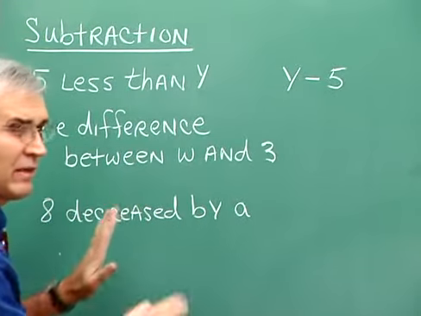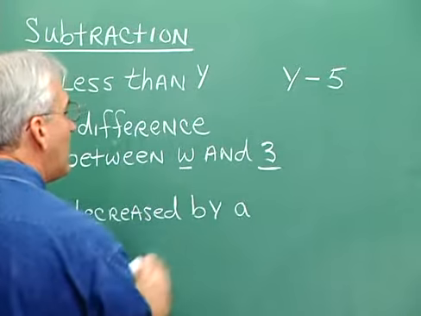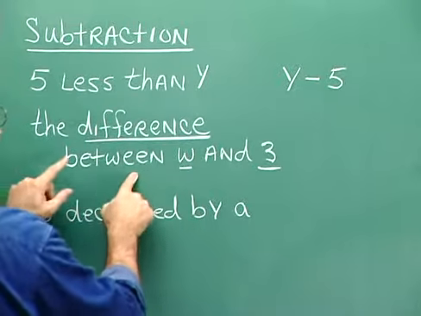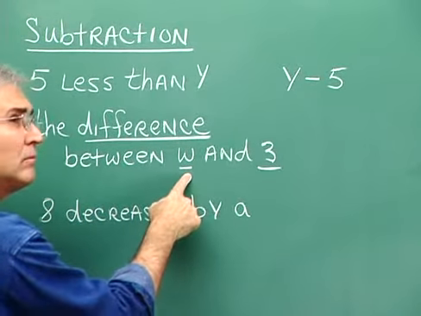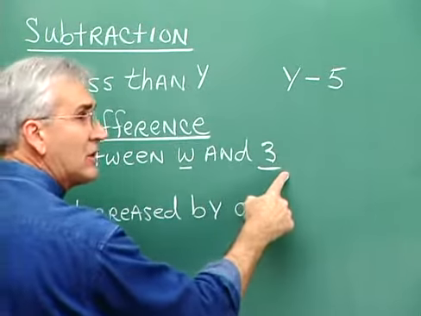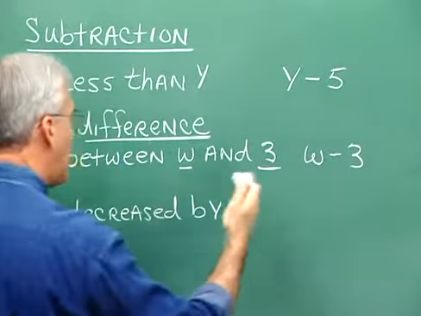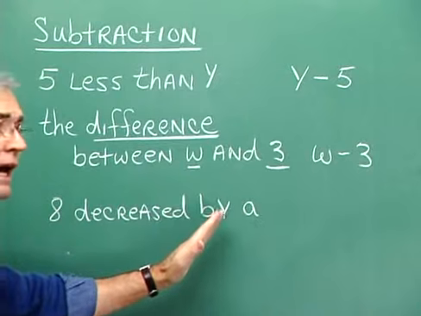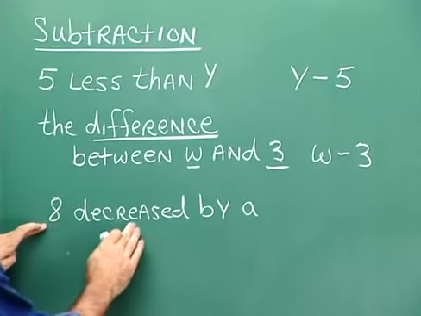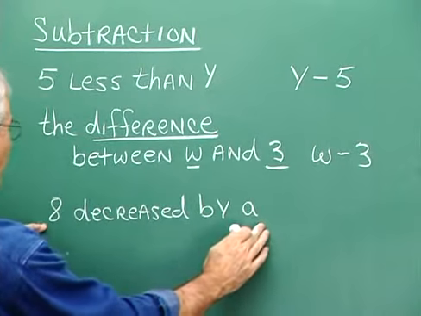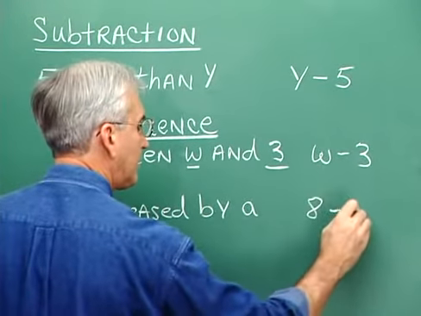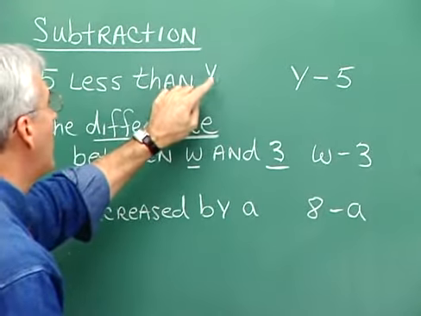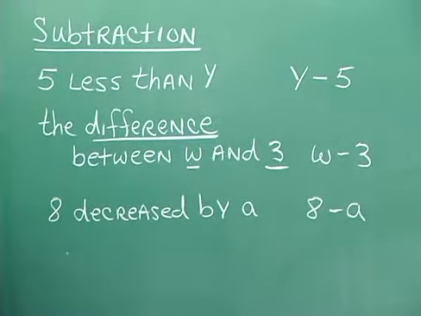The difference between, now this isn't too hard, the difference between one thing and another means, now difference is the answer in a subtraction problem, and when the difference between is used, we take the first item after this word phrase and subtract the second one. So it's just w minus 3. That's not a big deal. Okay, 8 decreased by a. It means we have this and we're going to decrease it by a. So it is 8 minus a. Now the only tricky one in the group is this 5 less than y, 5 smaller than the y that we already have. That's a good way to look at it.